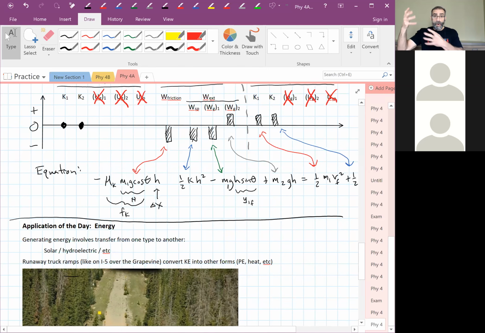We can take potential energy, water that's high up, it has potential energy. We can build a dam and allow that water to come down, turn a turbine, use its energy of potential energy to turn a turbine. That turns it into mechanical energy, and that turning turbine, we can convert that into electrical energy. You'll learn about that in physics 4b. So we're transferring energy from one type to another. We do that all the time.